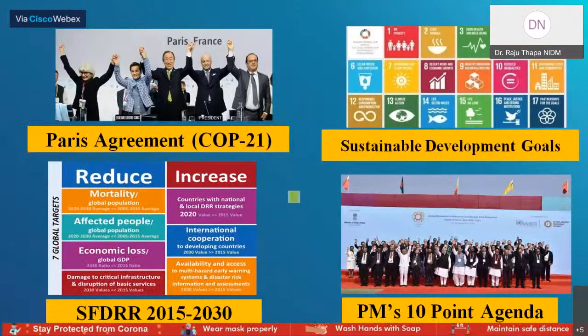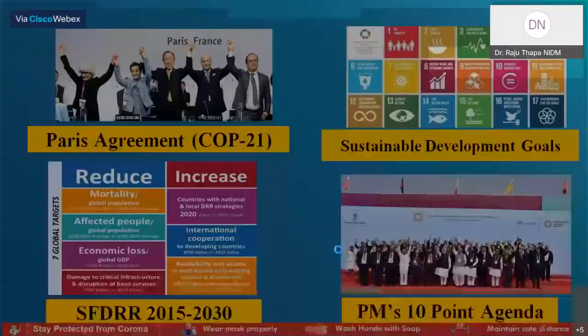The concept of early warning and communications, and the need for it in disaster management, is not only discussed in India, but its importance is felt all over the globe. You talk about the Paris Agreement, the Sustainable Development Goals, the Sendai Framework for Disaster Risk Reduction. Everywhere, the need for early warning systems has been highlighted. Similarly, the PM's 10-point agenda, the 10-point mantra laid down by Prime Minister Shri Narendra Modi in 2016 at the Asian Ministerial Conference on Disaster Risk Reduction, also highlights that we need to work together and enhance our country's disaster risk resilience using the 10 mantras. That was also discussed yesterday by Shri Anil sir.